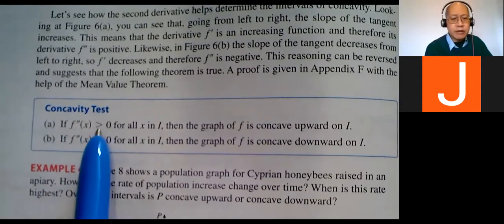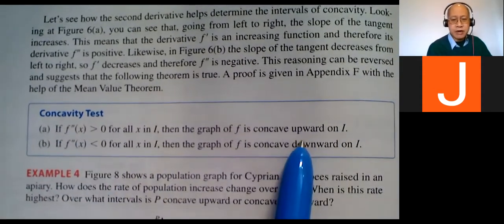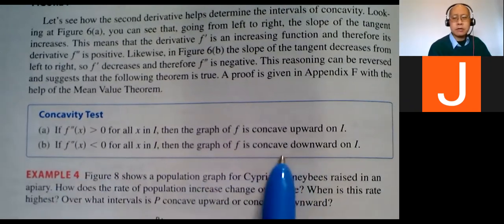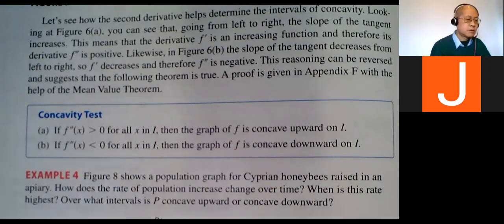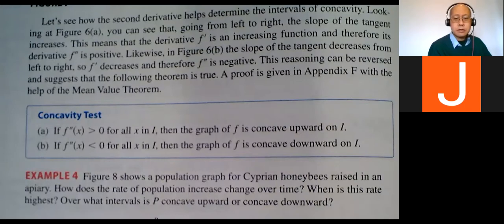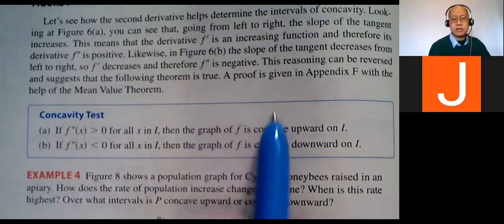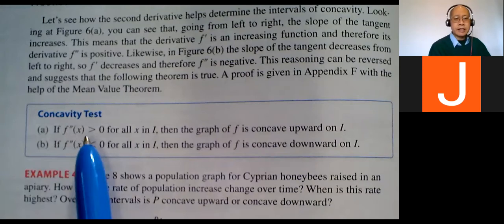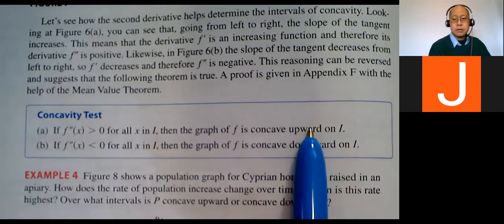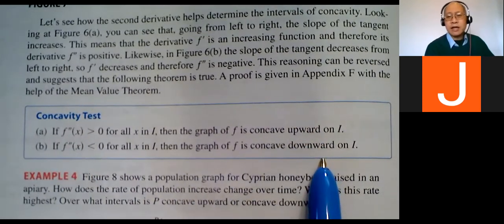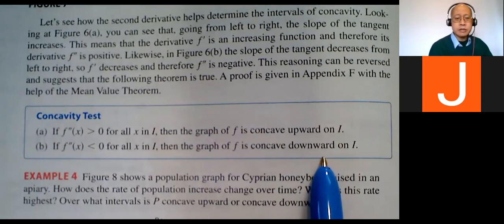F double prime greater than 0 means concave up. F double prime less than 0, concave down. Okay. And I would abbreviate, if you're going to put this in your cheat sheet, CU, CD. Okay, double prime greater than 0, concave up. Double prime less than 0, concave down. Again, if we were meeting face to face, I'd make you memorize it.